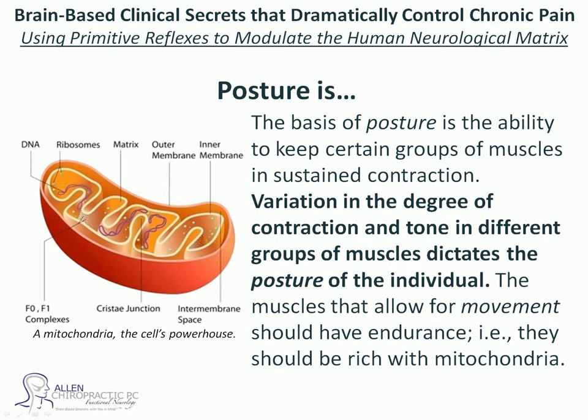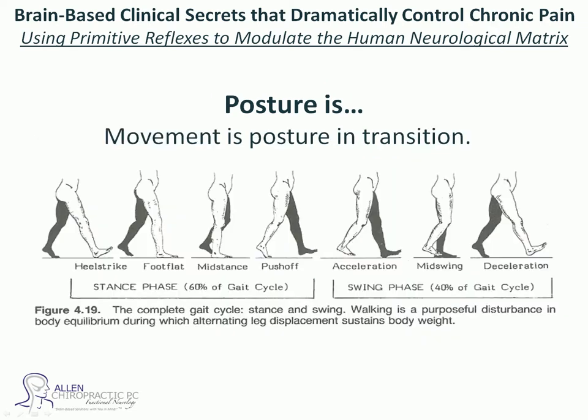The muscles that allow for movement should have endurance, that is, they should be rich with mitochondrial endowment. And it's that mitochondria that allows for the production of ATP so the muscles can do their work and relax. But if there's insufficient ATP available, that is, if we have a reduction in the mitochondrial population, then the muscles will tend to go into spasm and not send their signal. As a result, we'll have deafferentation.